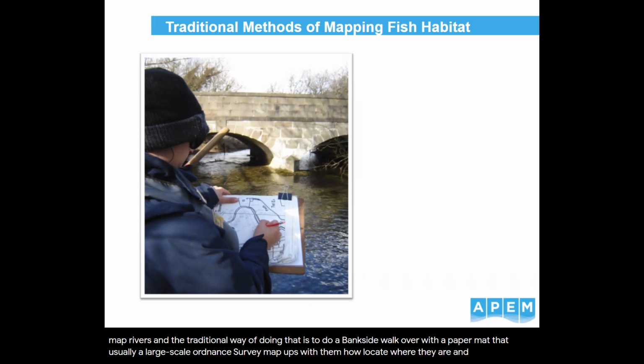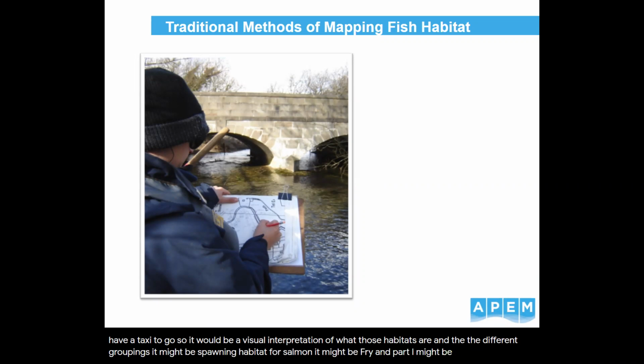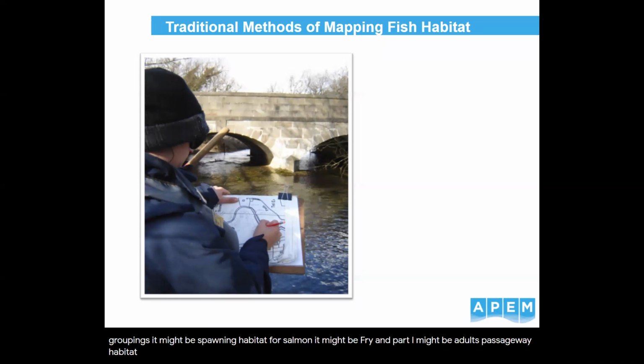And they would walk along the riverbank mapping habitats as they go. So it would be a visual interpretation of what those habitats are, and the different groupings. It might be spawning habitat for salmon, it might be fry and parr habitat, it might be adult passageway habitat for fish. Obviously they can make notes of bankside erosion, etc. as they go, and that would all be mapped onto the paper maps, and then back in the office digitized.